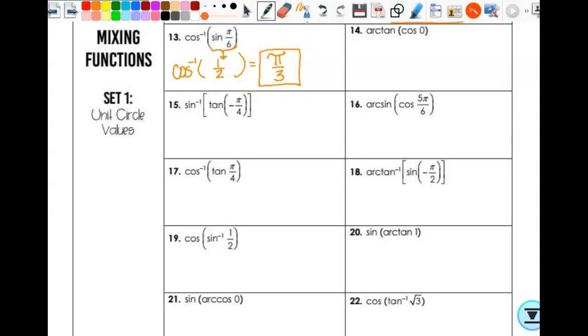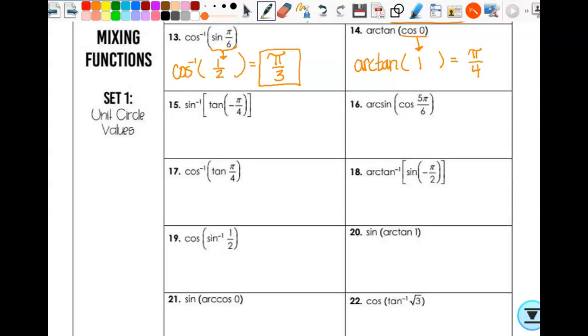All right, so then the arctangent of the cosine of 0. So I want the arctangent of, and then the cosine of 0 goes in here. What's the cosine of 0? 1. Good. And then the arctangent of 1 is pi fourths. Okay. Good so far?